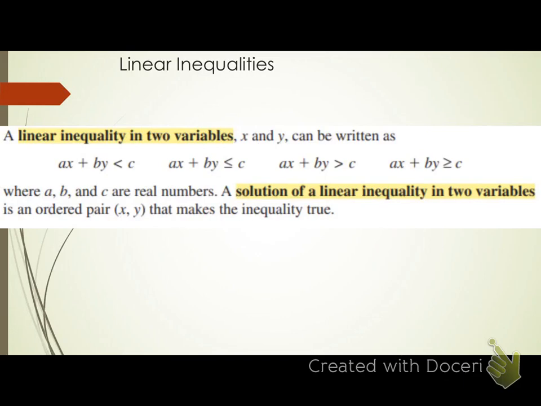A solution of a linear inequality in two variables is an ordered pair, x comma y, that makes the inequality true. So, whenever we have a graph of a linear equation, there's ordered pairs on that line, correct? Does everyone agree with that statement? So, the ordered pairs on that line of a linear equation all make the equation true. They're all solutions of that equation. That's what that line is representing. It's representing all the solutions of that linear equation. Similarly, there's ordered pairs that make our inequalities true as well.